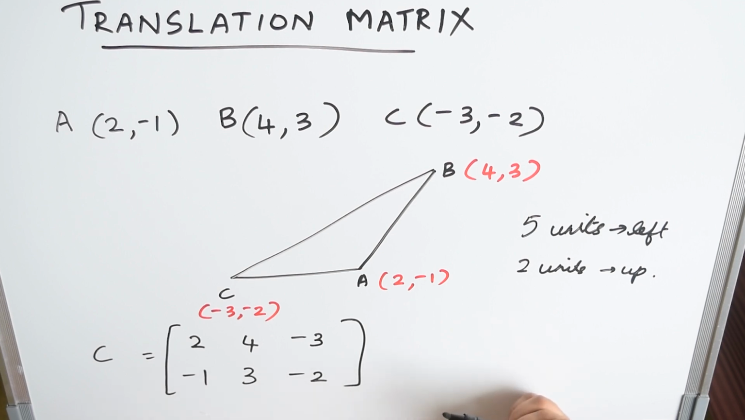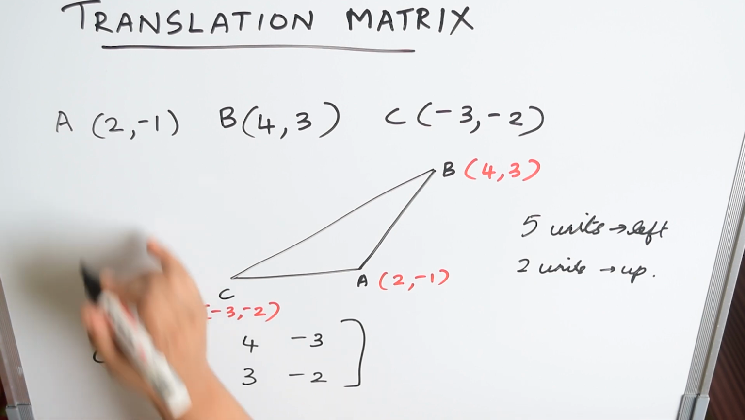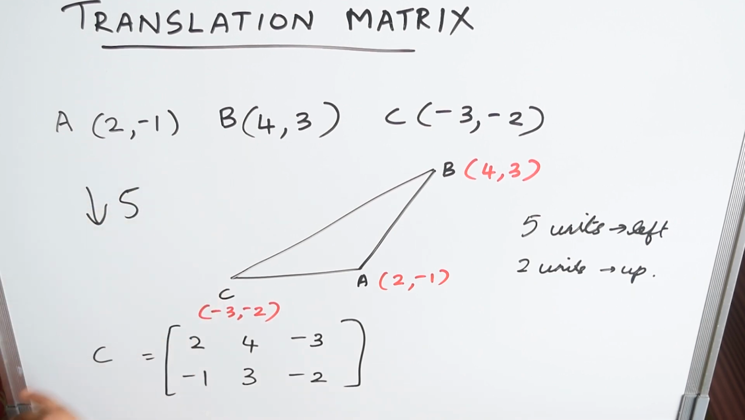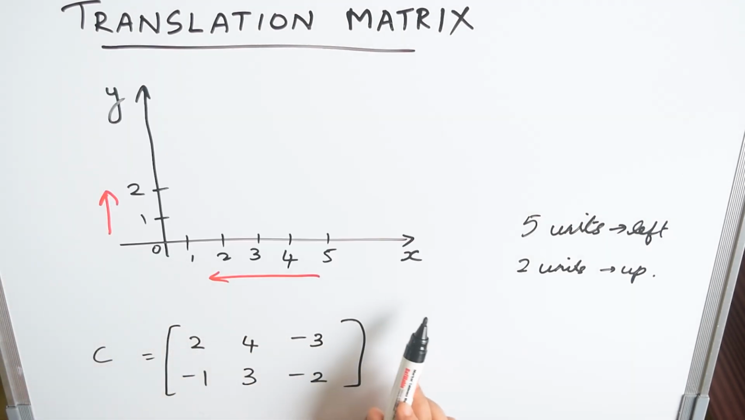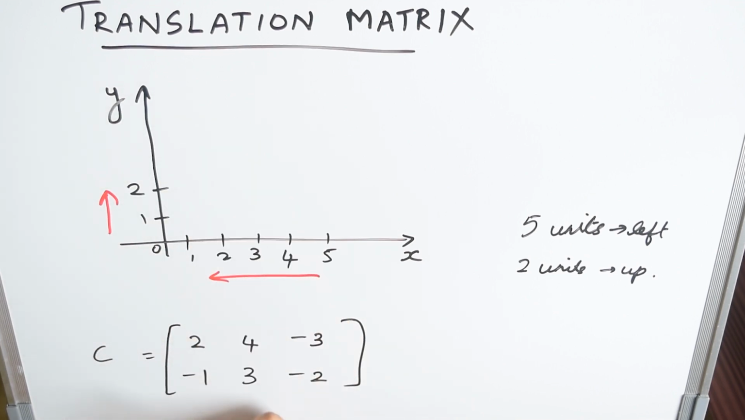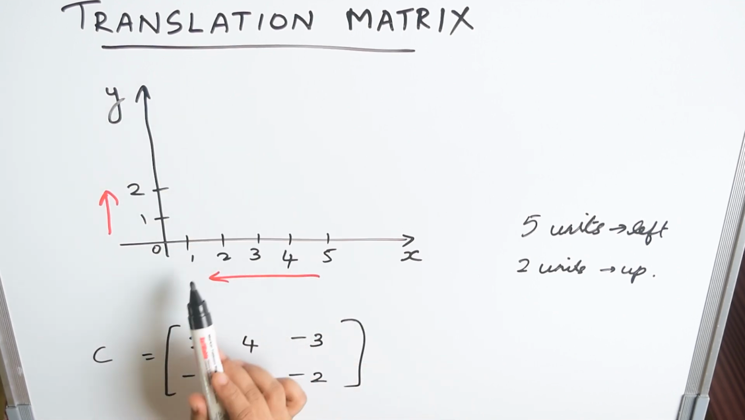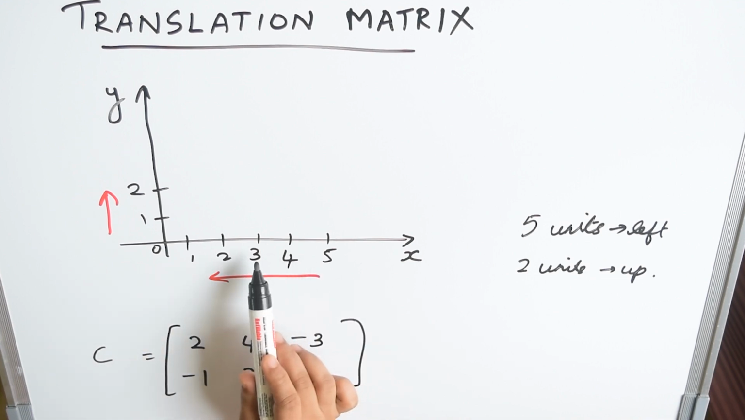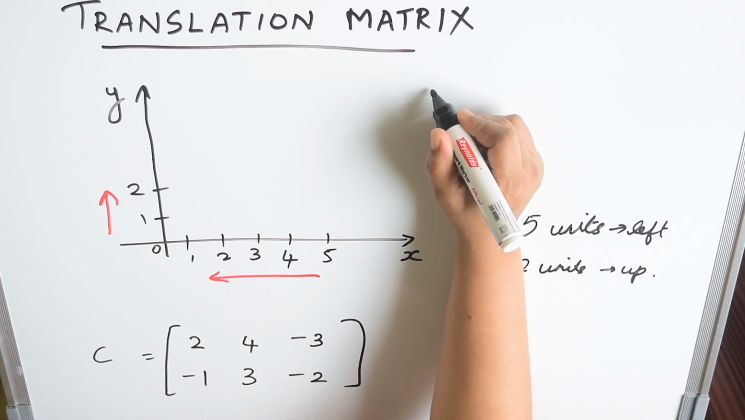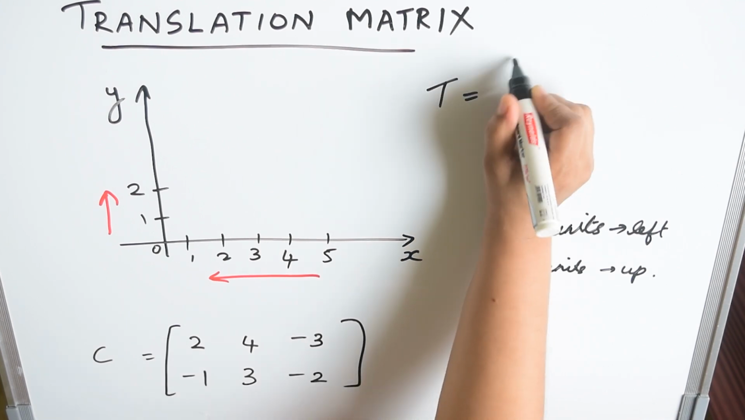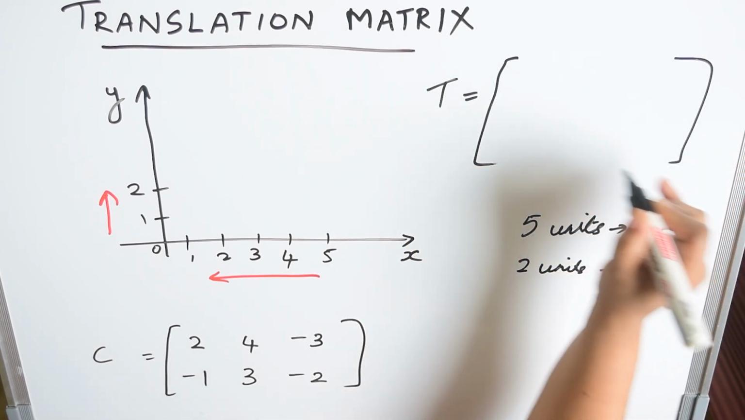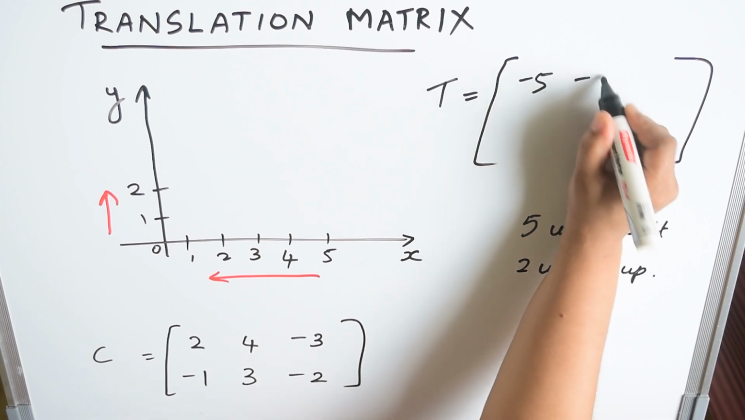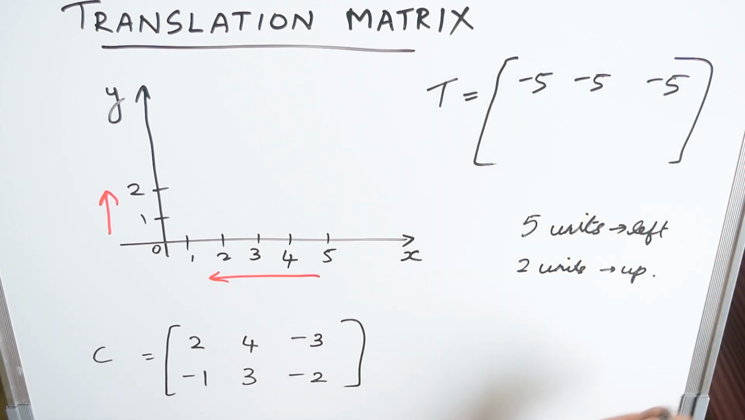Now translating the triangle 5 units to the left means that each coordinate decreases by 5. Suppose this is the x-axis and this is the y-axis. If you move left along the x-axis, the x coordinate decreases by 5 units. 1, 2, 3, 4 and 5. So in the translation matrix we can write it as minus 5, minus 5, minus 5.